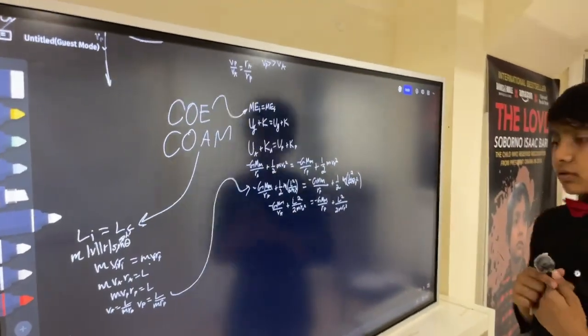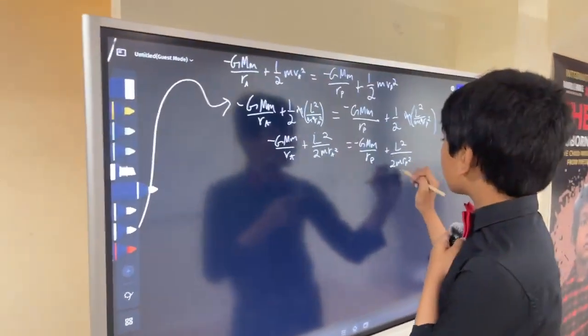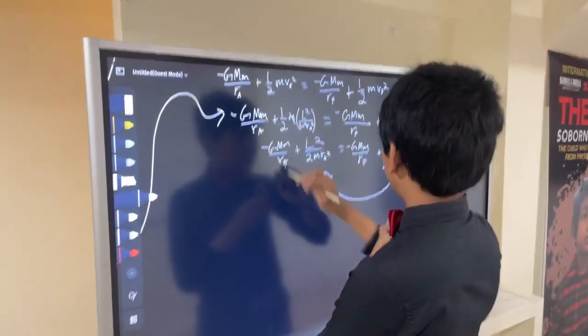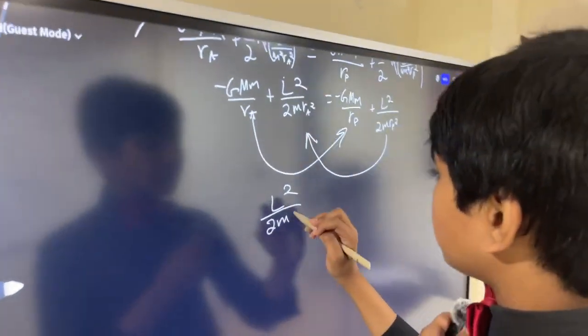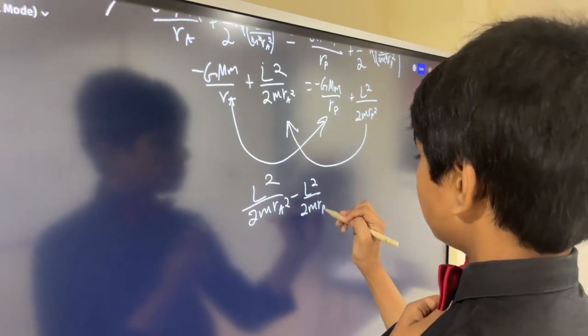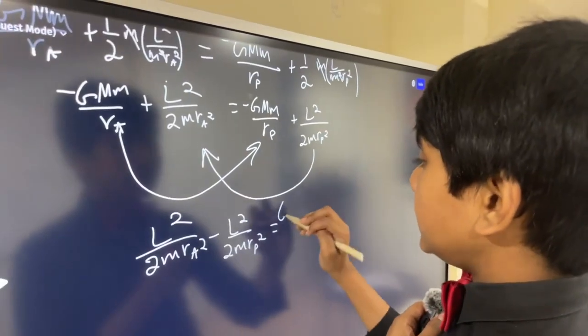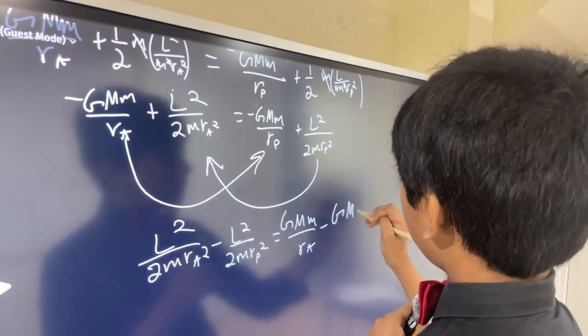Now, you can factor a few things here. Now, what are those factors? Well, let's bring this fellow over to this side and this fellow over to this side. We got L squared over 2m rA squared minus L squared over 2m rP squared equals GMm over rA minus GMm over rP.